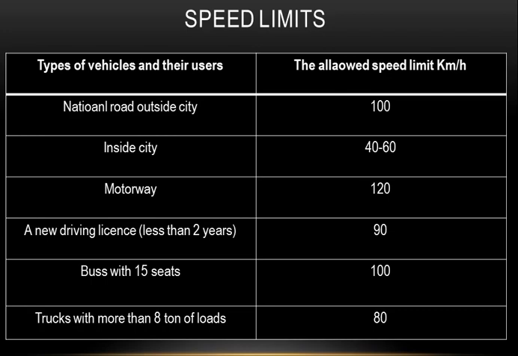Anyways, in motorway or highway or speedway or whatever you call it in your country, the speed limit is determined at 120 kilometers per hour. For a new driving license, someone with less than 2 years of driving, the speed limit is determined at 90 kilometers per hour. For a bus with 15 seats, the speed limit is determined at 100 kilometers per hour. For trucks with more than 8 tons of loads, the speed limit is determined at 80 kilometers per hour. Now let's move to distance limits.